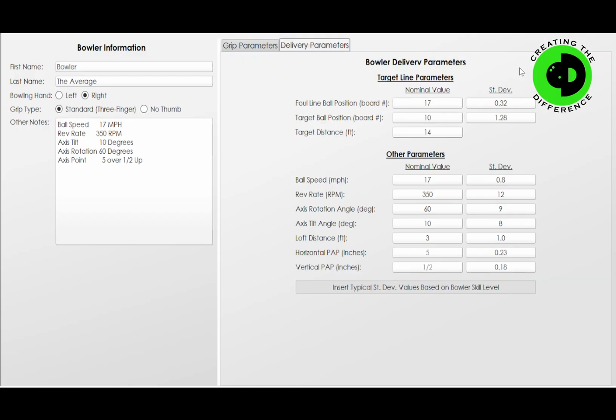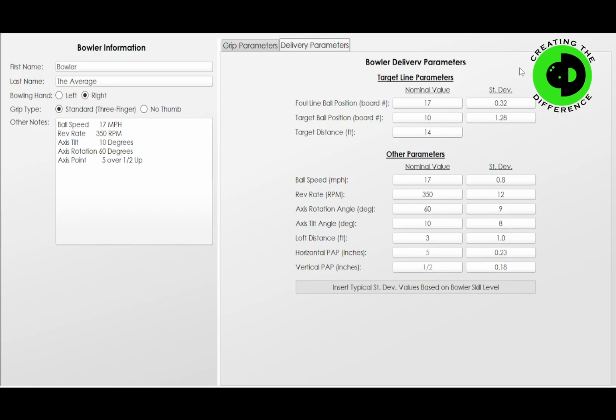So we're going to start by going over what we consider to be the average bowler's bowling ball specs. If you look on the left-hand side of the screen under the notes, it says the ball speed is 17 miles an hour, the rev rate is 350 RPM, the axis tilt is 10 degrees, the axis rotation is 60 degrees, and the axis point is 5 inches over by 1/2 inch up.